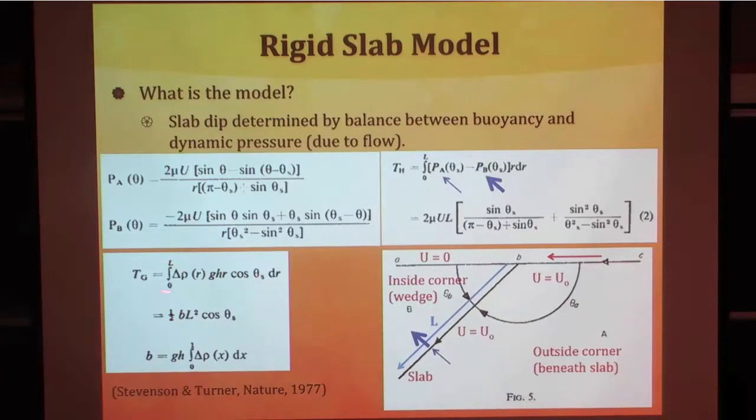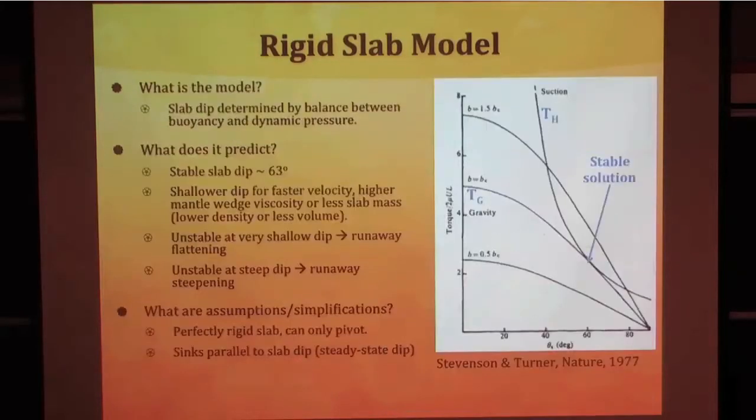And so there you have the density contrast, gravity, the thickness of the slab, how long the slab is, and what its dip angle is. So what Stevenson and Turner did, and what Tovish did, is they said, let's set these two torques equal to each other, and that should predict the steady state dip of slabs. At the time they did this graphically in this Nature paper.